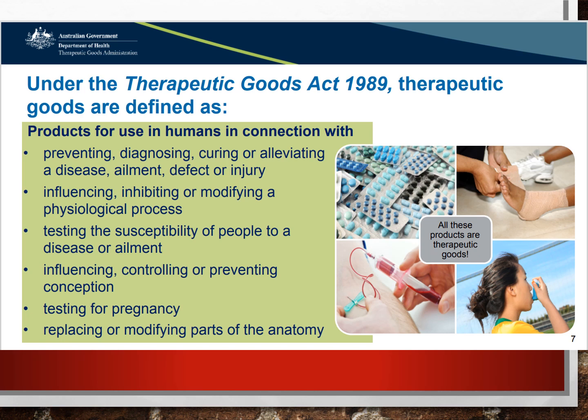Under the Therapeutic Goods Act 1989, therapeutic goods are defined as products for use in humans in connection with preventing, diagnosing, curing a disease, defect or injury, influencing, inhibiting or modifying a physiological process, testing the susceptibility of people to a disease, influencing, controlling or preventing conception, testing for pregnancy, replacing or modifying parts of the anatomy.